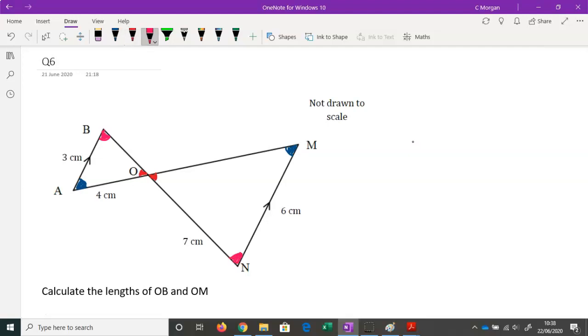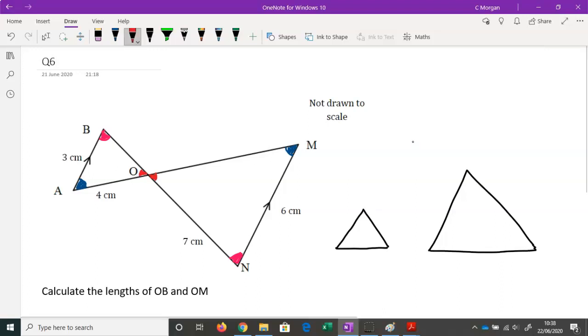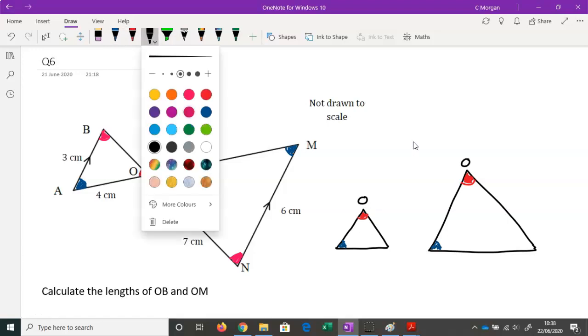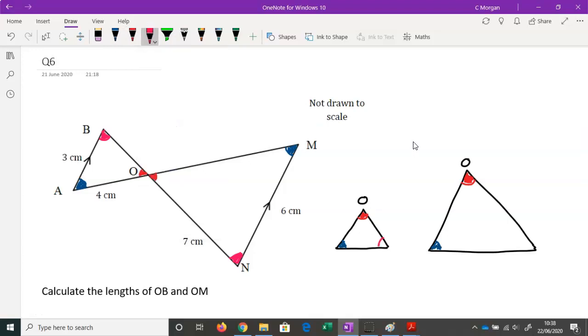And now I've done that, I can draw my separate diagrams. So I'm going to draw ABO and I'm going to draw NMO. Have to be quite careful here how I do this. So what I'm going to do is I'm going to make sure that I've got O at the top in both triangles, which means that I've got the red angle at the top in both triangles. I'm now going to make sure that I have the blue angle in one of the corners and the pink angle in the other corner. It doesn't really matter where you put them, as long as they're going to be corresponding to each other, so the triangles are in the same orientation.